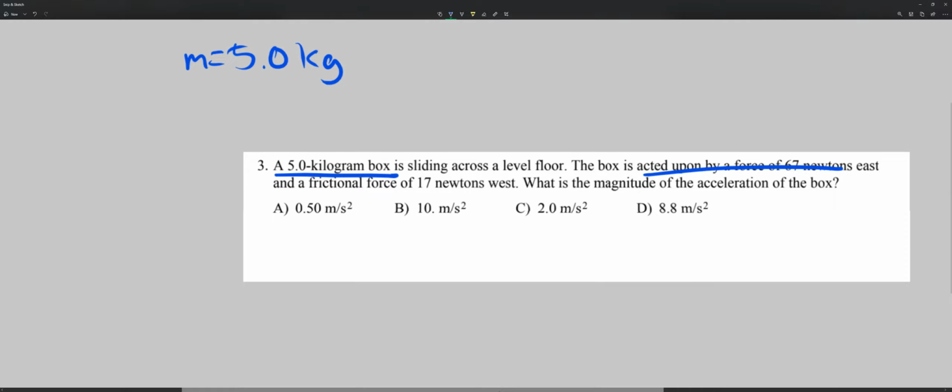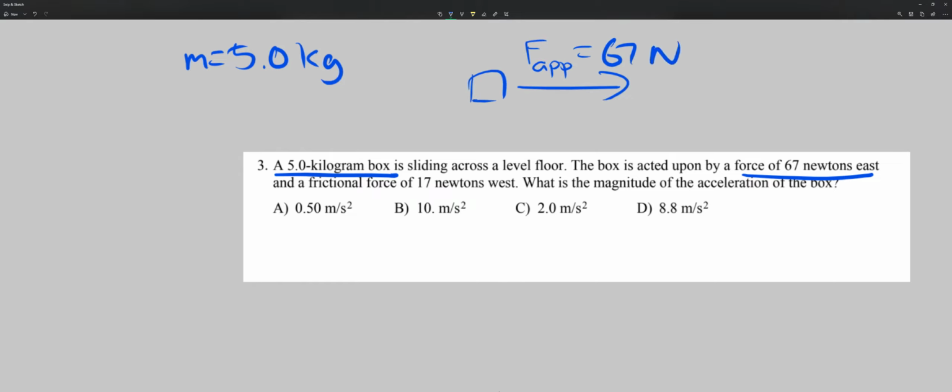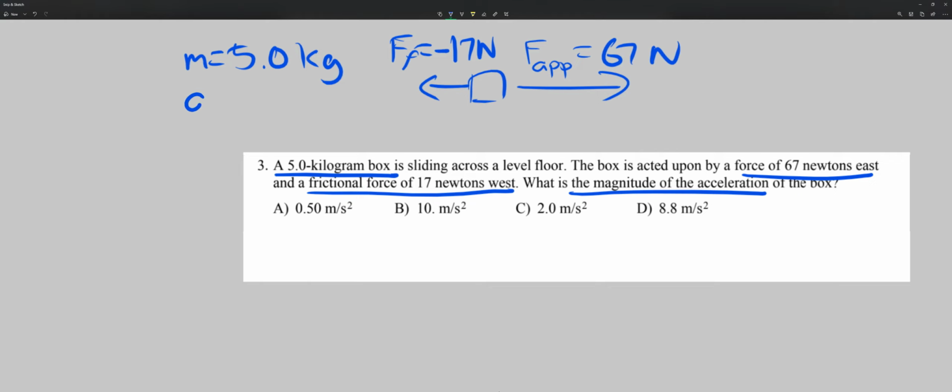The box is acted on by a force of 67 newtons east. So you have an applied force of 67 newtons east, and you have a frictional force of 17 newtons west. I want to write that as negative 17 newtons. The question says, what is the magnitude of the acceleration of your box?